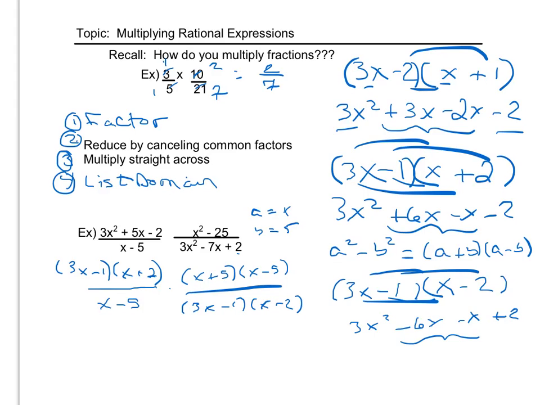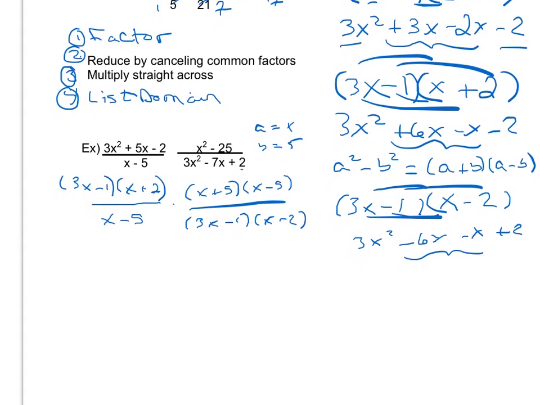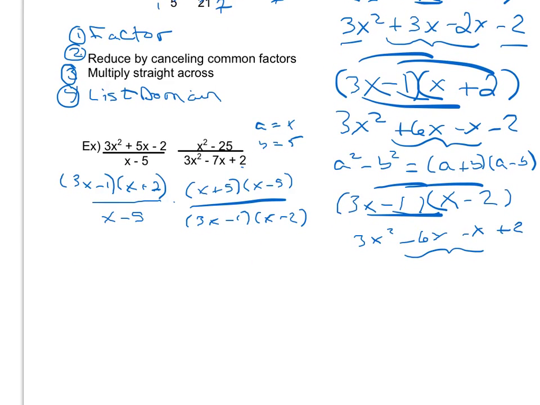Okay, so now I've done step 1, I've factored. Step 1 is usually the hardest part on these, because reducing is going to be easy for me. All I'm going to do, because now it's all multiplication, is look for common factors. Well, I can cancel an x minus 5 and an x minus 5, a 3x minus 1 and a 3x minus 1. And then when I do, now I'm multiplying straight across, I'm left with x plus 2 times x plus 5 on top, and 1 times x minus 2 on the bottom.